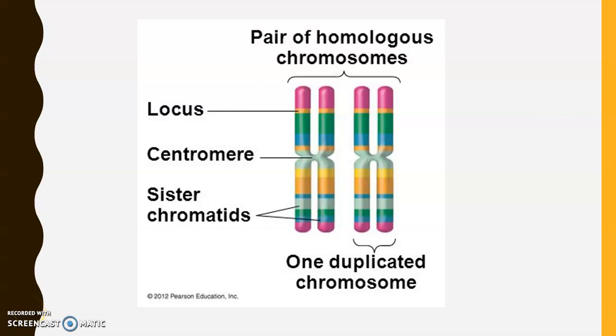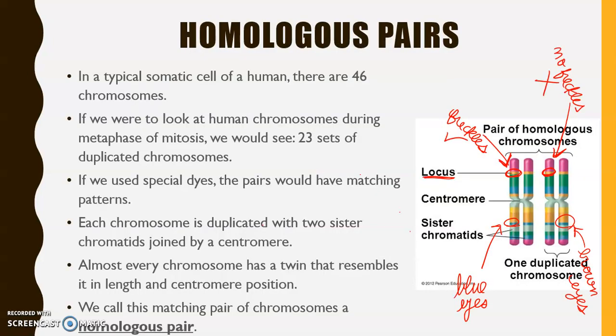Alright guys, so this is technically not the rest of the PowerPoint. I just wanted to make a really short video to explain this picture a little bit more so that you can have a better grasp of what these chromosomes tell us, okay? I said in the last video that if we were to look at human chromosomes during metaphase of mitosis, we would see 23 sets of duplicated chromosomes for a total of 46 chromosomes.